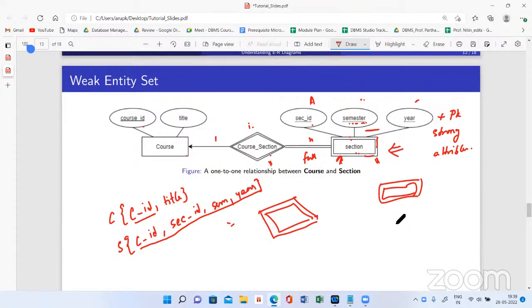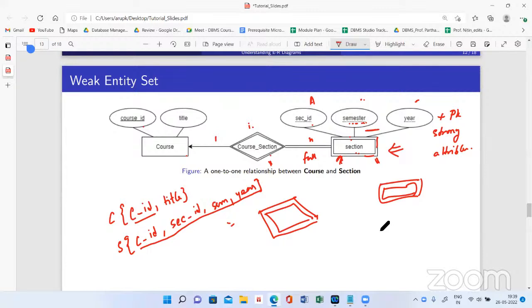Maybe next day we can go for a much more important or real kind of example. So section is the weak entity, and the section ID, semester and year are all discriminators. All three in this case, but you can have a situation where you have one or two.